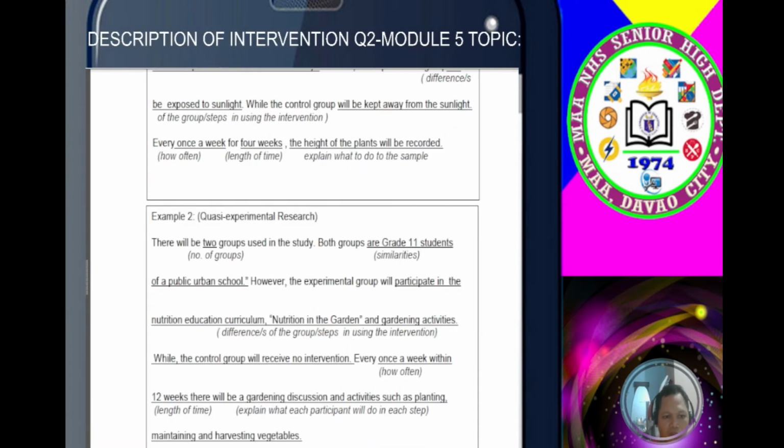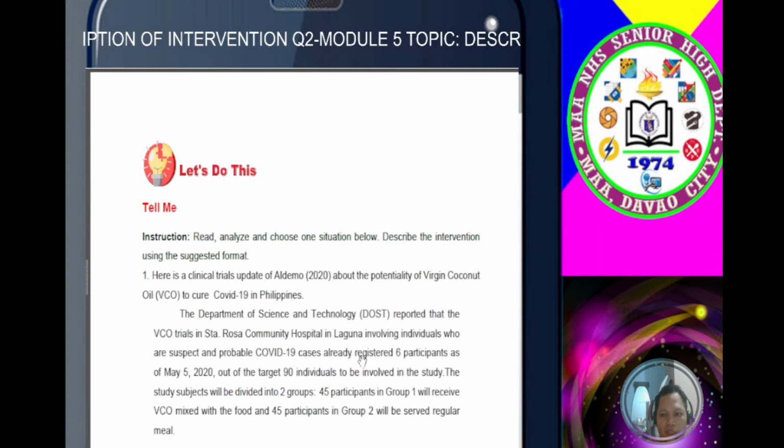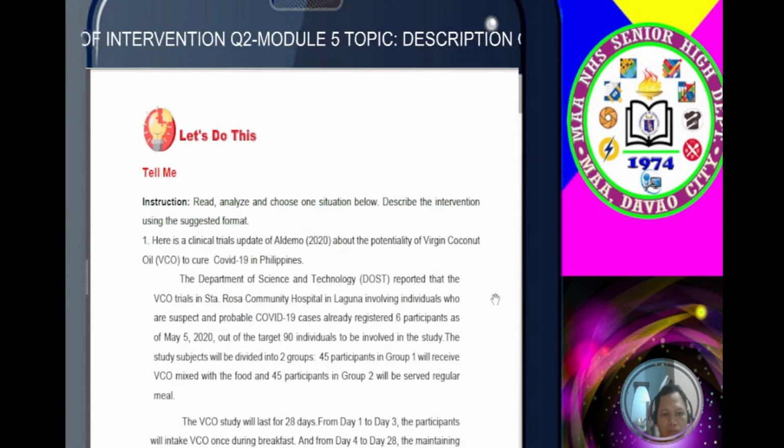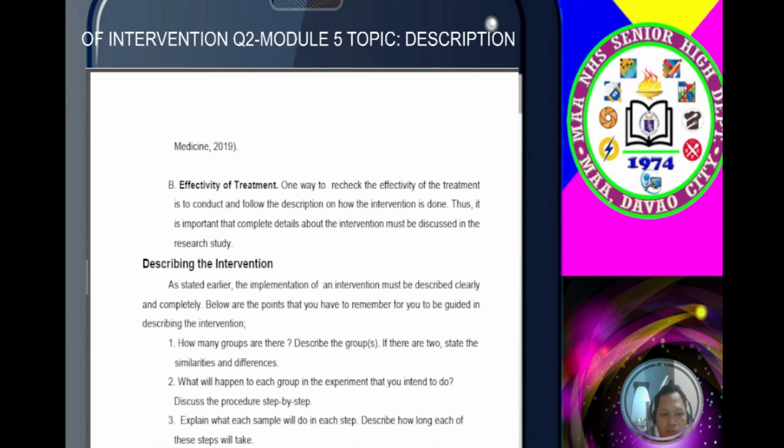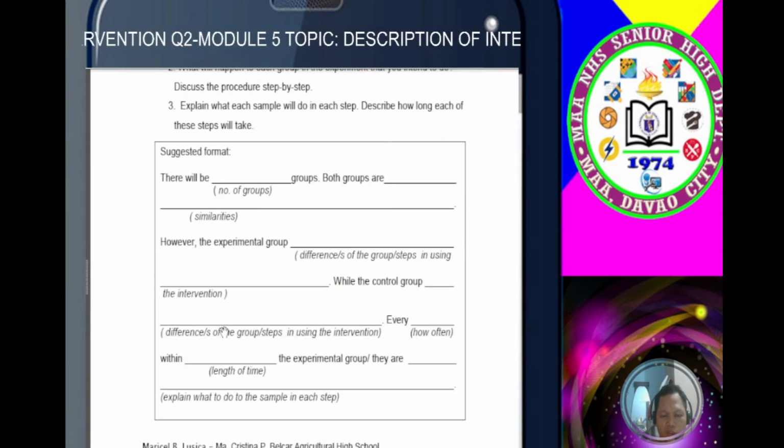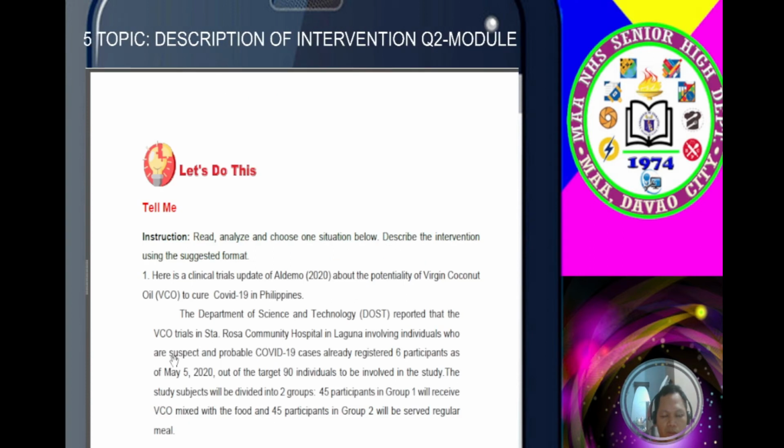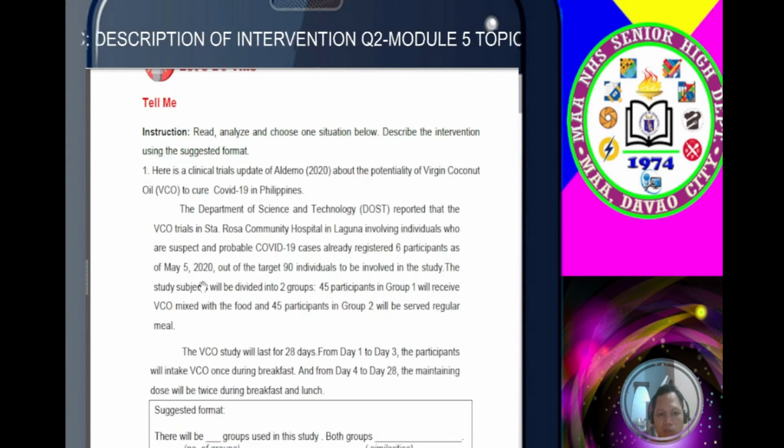Okay, so let's have this activity. Instruction: read, analyze, and choose one situation below. Describe the intervention using the suggested format. The format is given earlier, so I will just give a recall. This is the format. I hope you have screenshot this or look at it in your module. Okay, so let's have this situation.